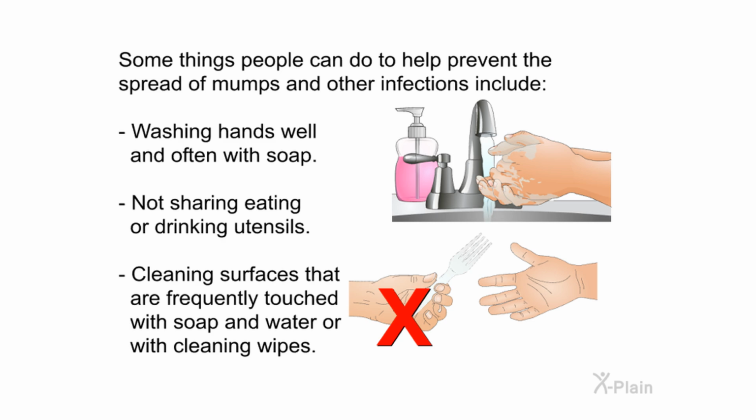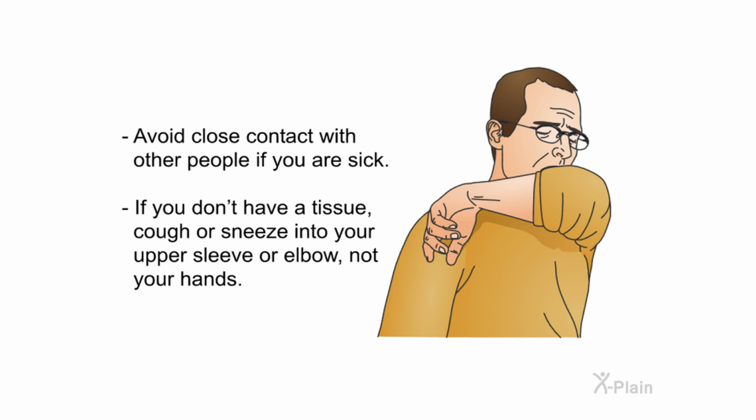Some things people can do to help prevent the spread of mumps and other infections include washing hands well and often with soap, not sharing eating or drinking utensils, cleaning surfaces that are frequently touched with soap and water or with cleaning wipes. Avoid close contact with other people if you are sick. If you don't have a tissue, cough or sneeze into your upper sleeve or elbow, not your hands.